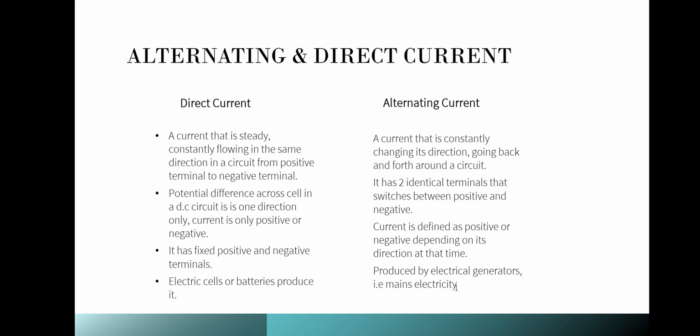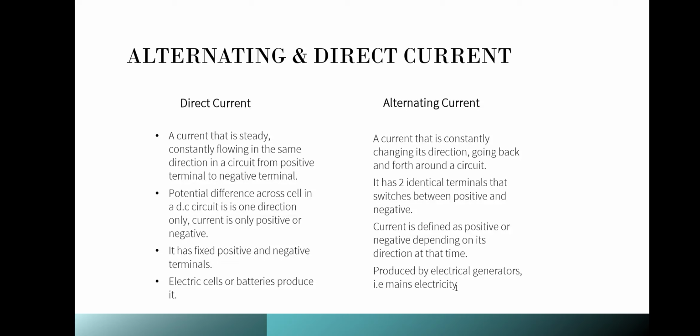Now for direct current, it's a current that is steady. It's constantly flowing in the same direction in a circuit from positive terminal to negative terminal. It is not changing direction. Potential difference across the cell in a direct current circuit is also in one direction only. Current is only positive or negative and has fixed positive and negative terminals, and electric cells or batteries produce it.